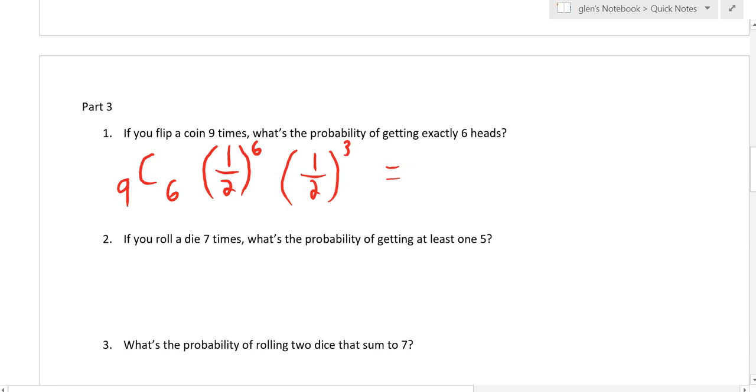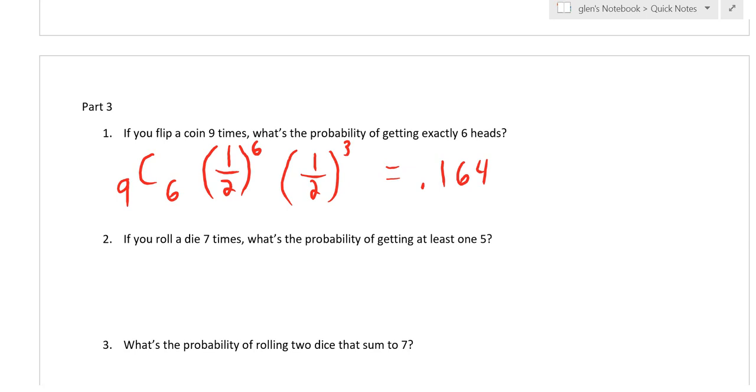You're going to get some number. I don't know what it is, but okay. So on the test, you should be spitting out a number here. Anybody know what this is? 0.164. Okay, which means there's about a 16% chance, 16.5%, like 16.4%, whatever, that you get 6 heads and 3 tails in 9 flips.